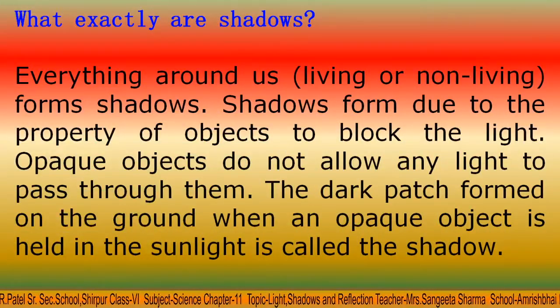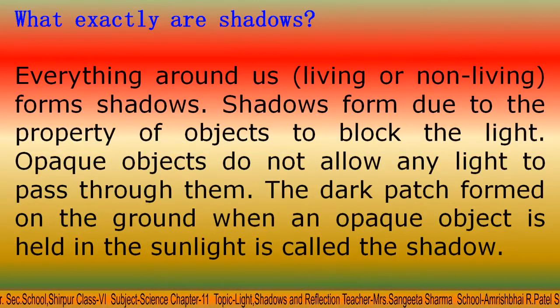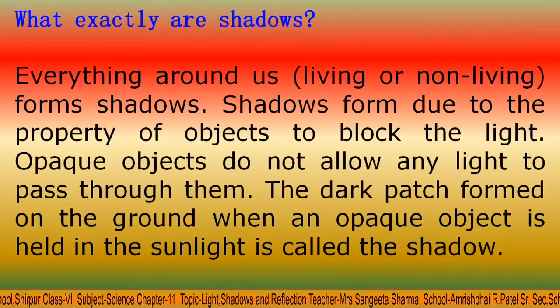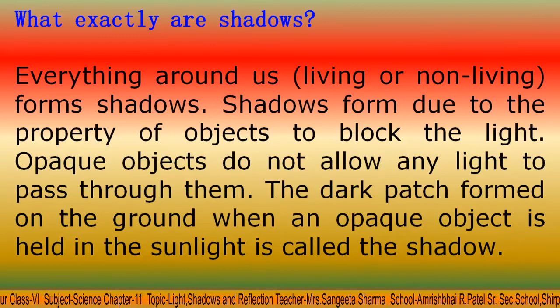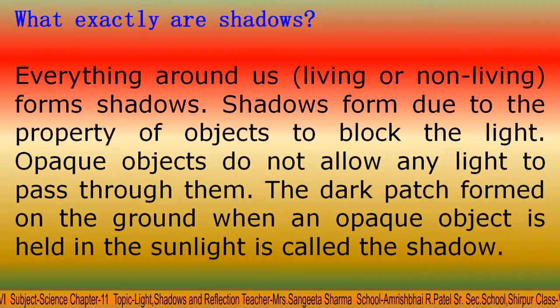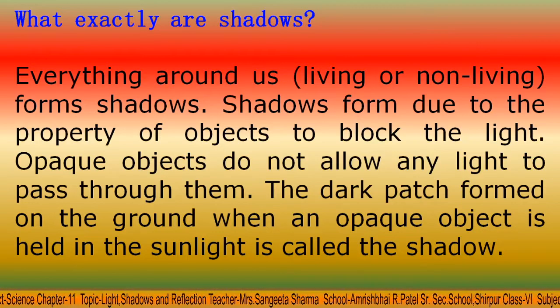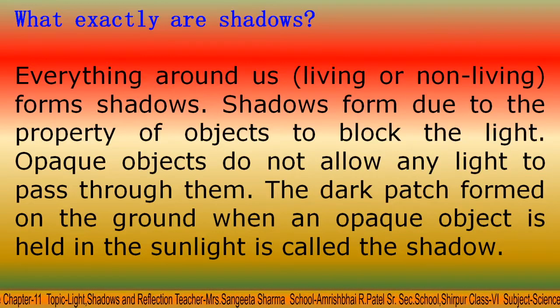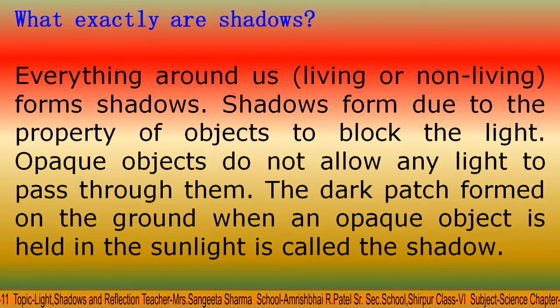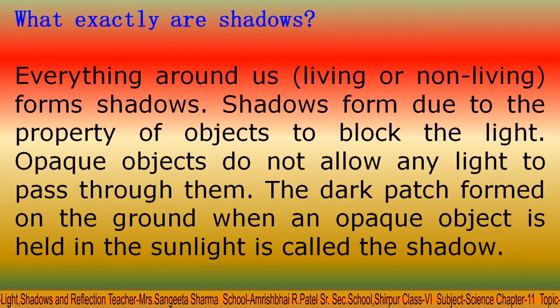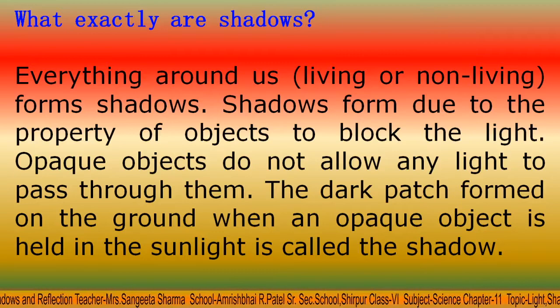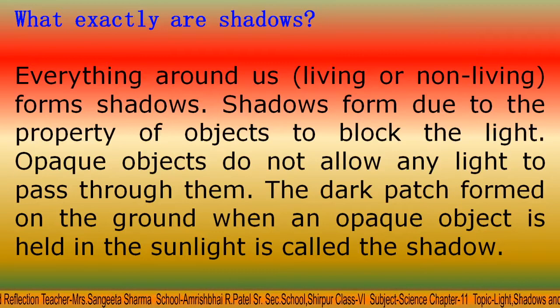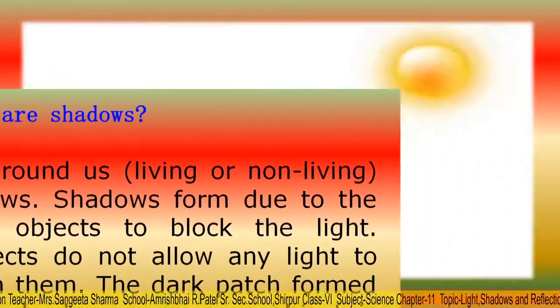Now, what exactly are shadows? So everything around us, living or non-living, forms shadows. Shadows form due to the property of objects to block the light. Opaque objects do not allow any light to pass through them. The dark patch formed on the ground when an opaque object is held in the sunlight is called the shadow.